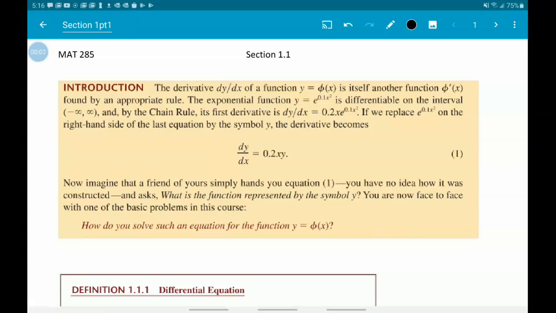So in this video, we're going to see an introduction to differential equations. We're going to start off talking about what a differential equation is exactly. Is there a definition we can look at? Where do they come from? And what's the goal? And then we're going to get into different types.